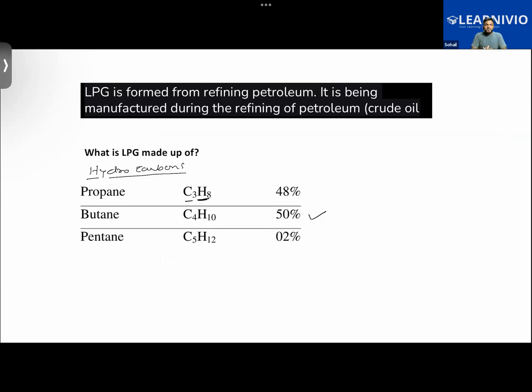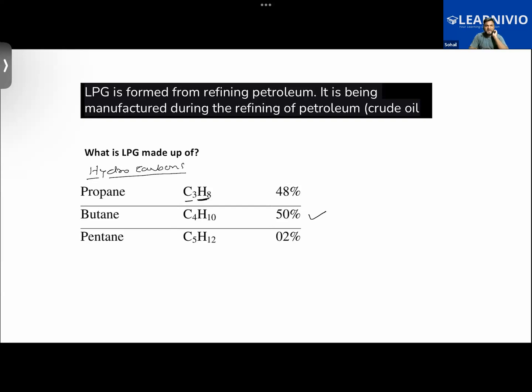Then we were learning about the composition of liquefied petroleum gas. As you know, petroleum is made up of hydrocarbons. It contains different kinds of hydrocarbons. Hydrocarbons are basically compounds that are made up of hydrogen and carbon. Compounds made up of hydrogen and carbon are called hydrocarbons.